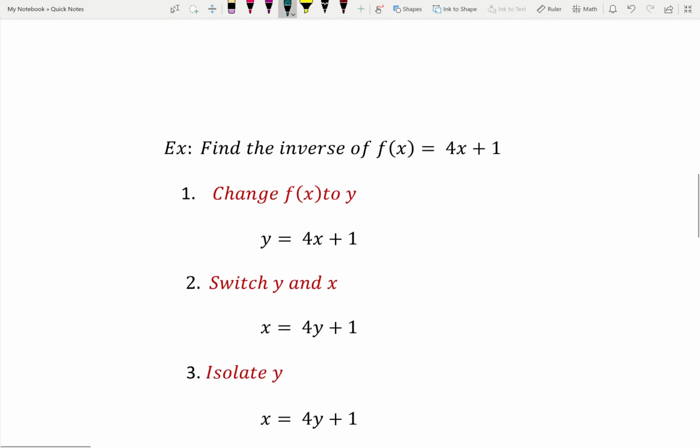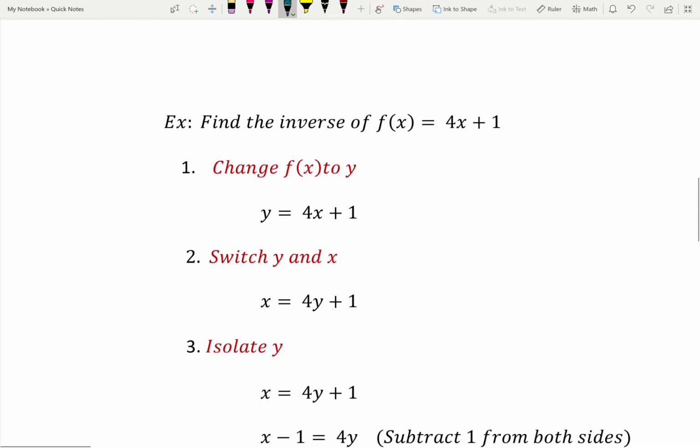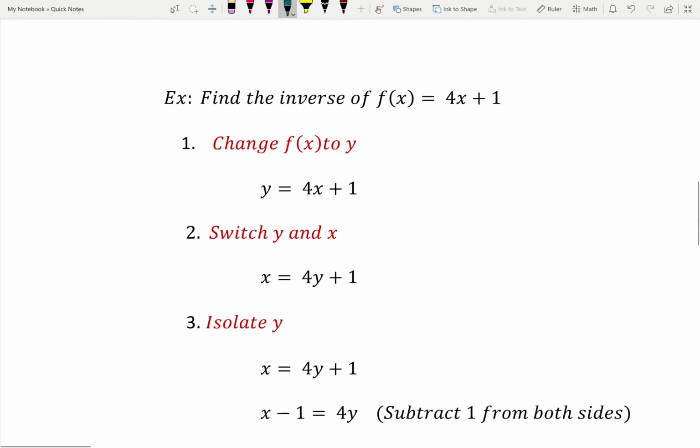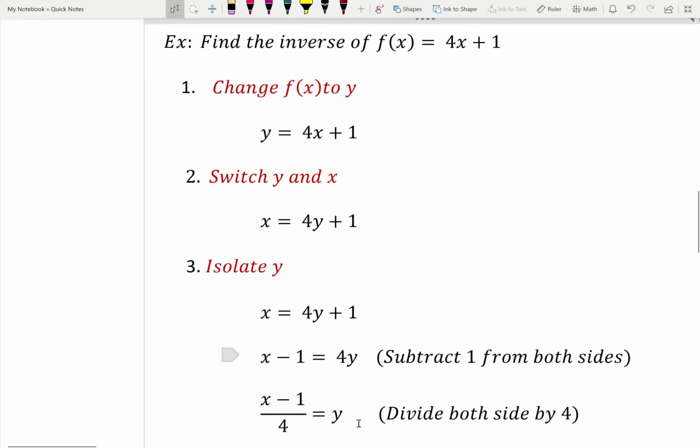First thing I'm going to do is subtract 1 from both sides. If I subtract 1 from both sides, I'm left with x minus 1 equals 4y. Good. So one more step. I've got to get this y by itself, right? That's my whole goal. So I'm going to divide both sides by 4. So what am I left with? x minus 1 divided by 4 is equal to y.